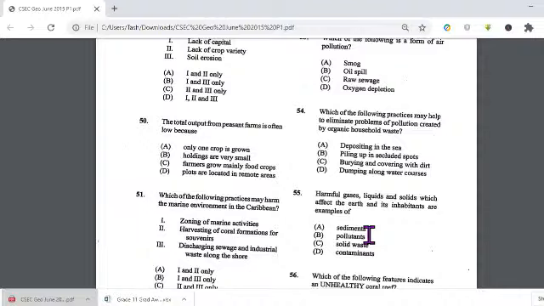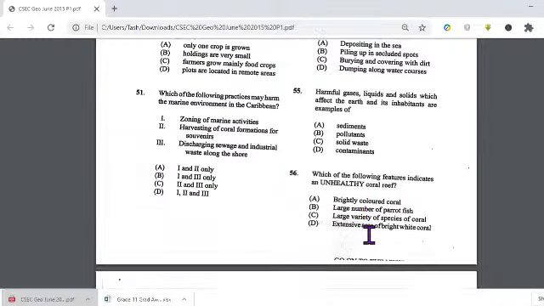Okay, good job. Number 56. Which of the following features indicates an unhealthy coral reef? A. Brightly colored coral. B. Large number of parrotfish. C. Large variety of species of corals. Or D. Extensive area of bright white corals. So for 56, our answer would have been letter D.